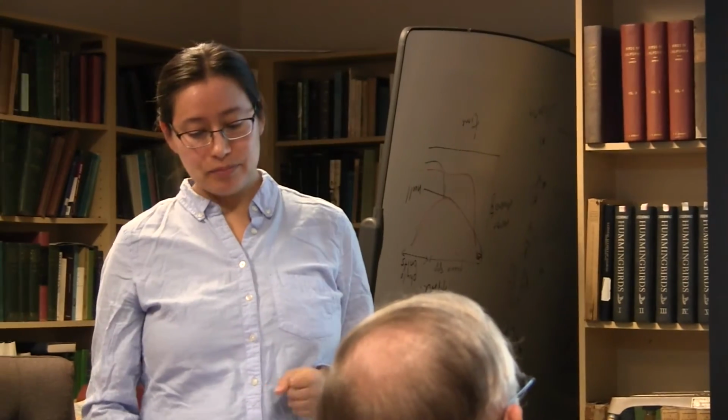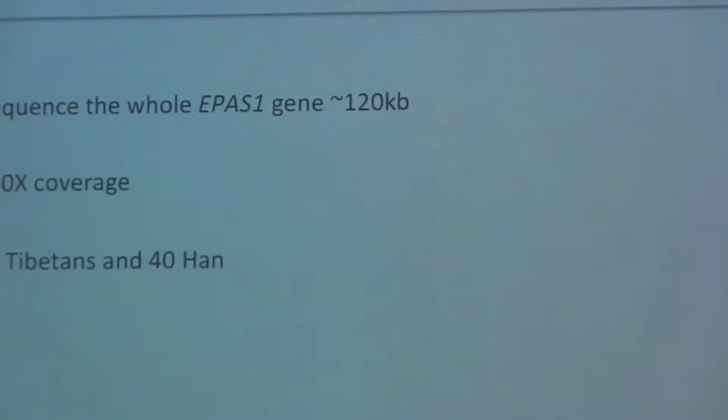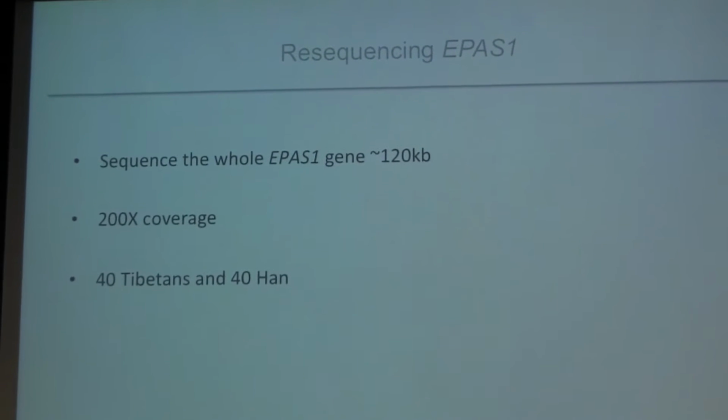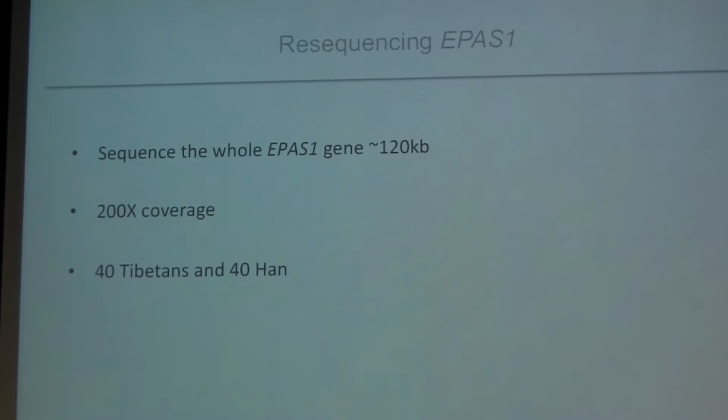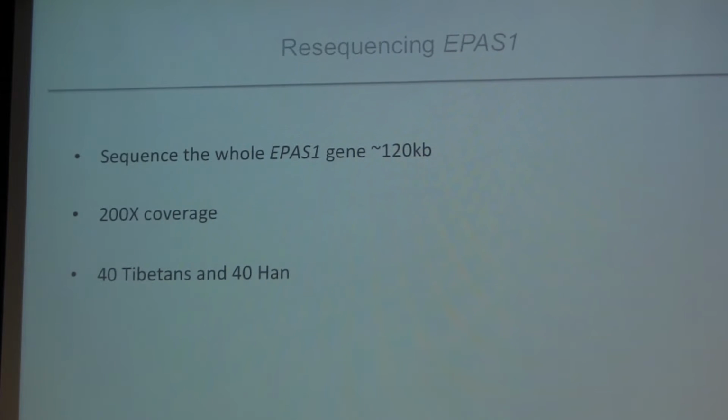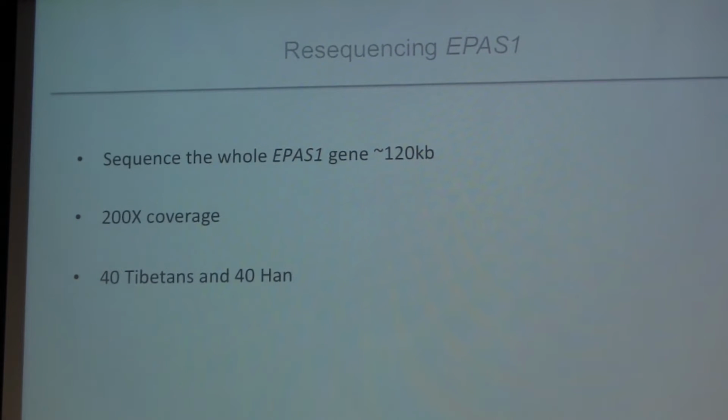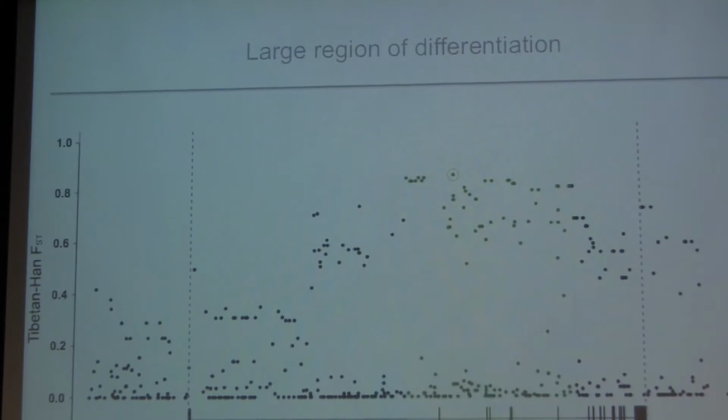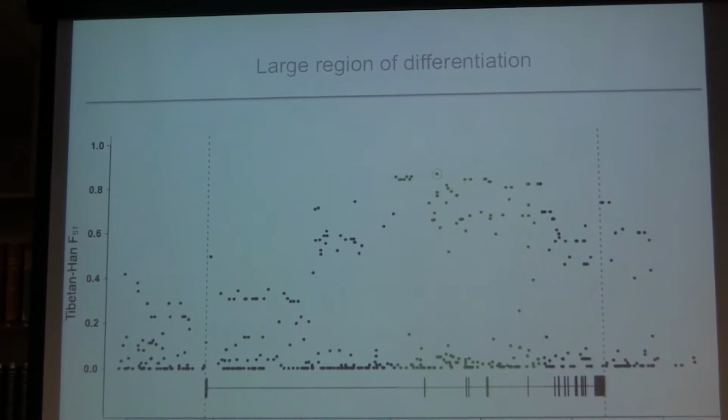And so because we had found these two intronic mutations, we wanted to resequence the whole gene, because before that we only had exons and a little bit of intronic regions. And first of all, we wanted to confirm that indeed EPAS1 had a strong signature of positive selection. And so we sequenced the whole gene, and we sequenced it at a very high coverage in 40 Tibetans and 40 Han individuals. And so the first thing you can do with this data is to look at population differentiation, which is what I'm showing you here.